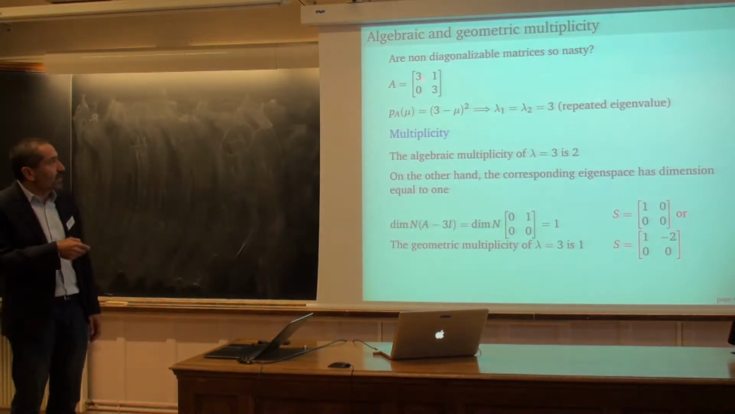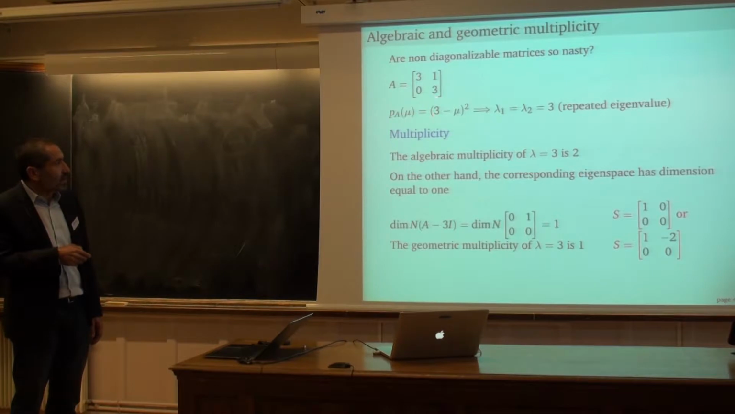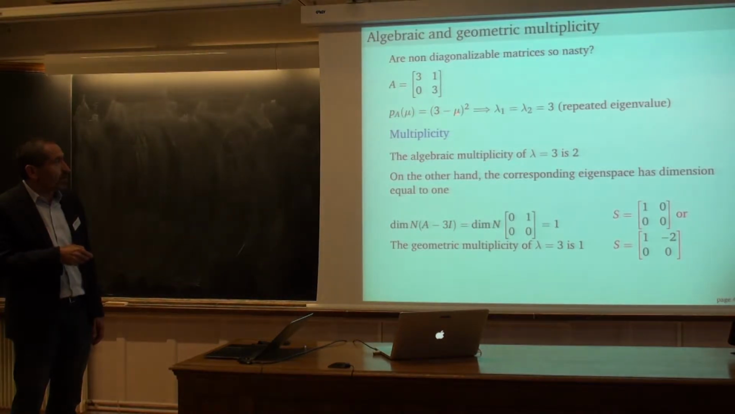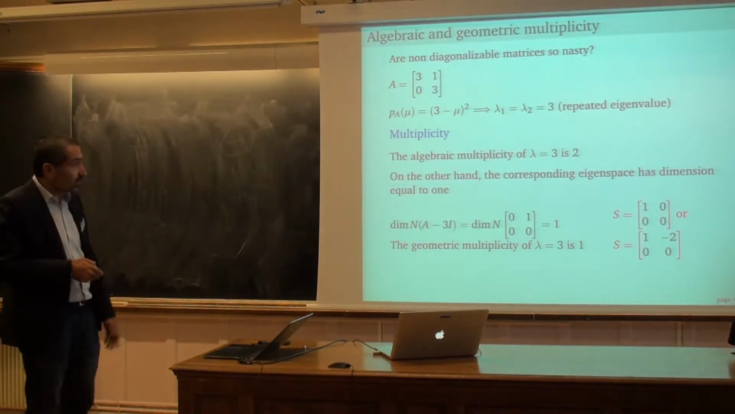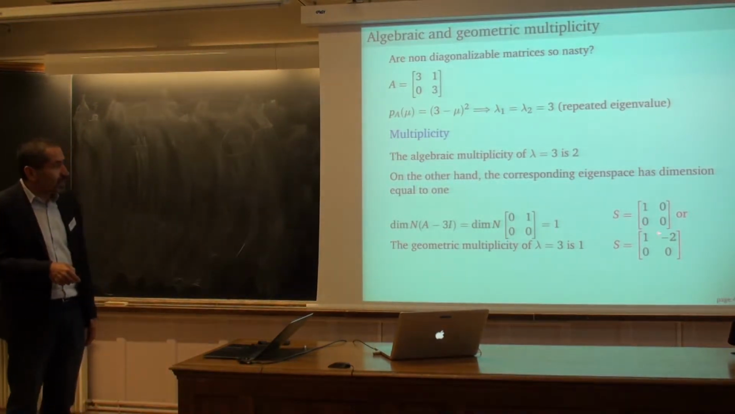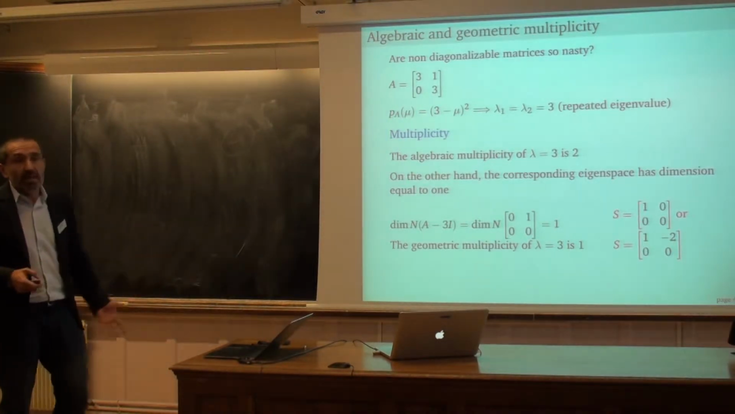And this is a simple example. When you have a repeated eigenvalue, it's a triangular matrix, so you have 3, 3. The algebraic multiplicity of this eigenvalue is 2, because the characteristic polynomial has a double root at lambda equal 3. This is very basic. And if you want to write everything in the form of diagonalization, the matrix S can be chosen in many different ways.